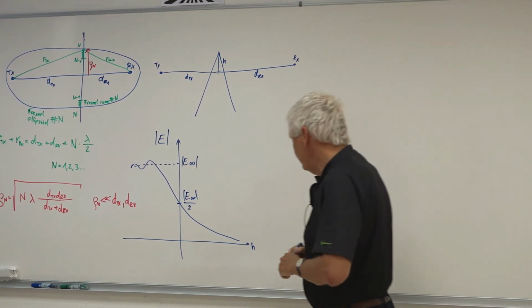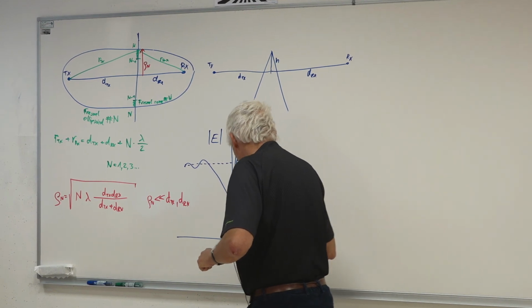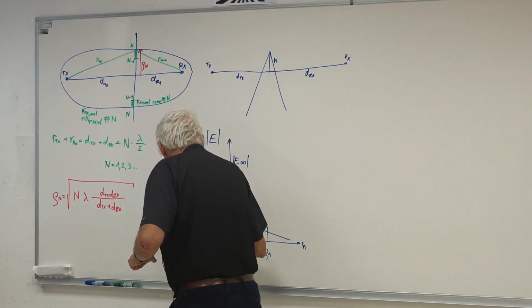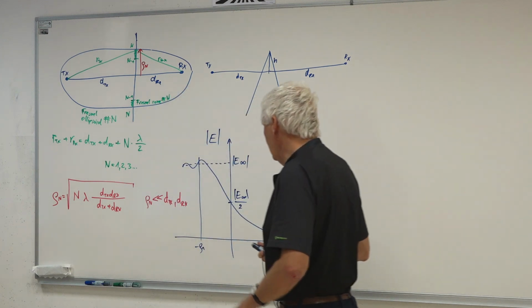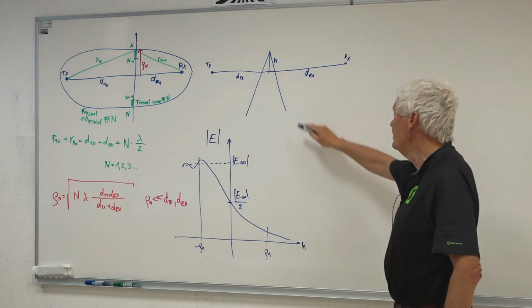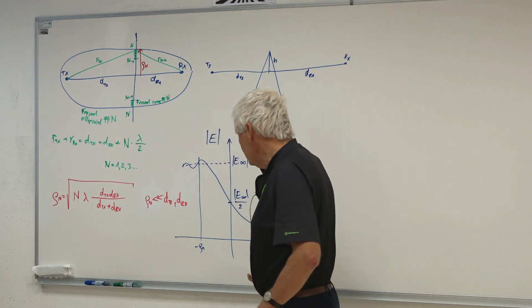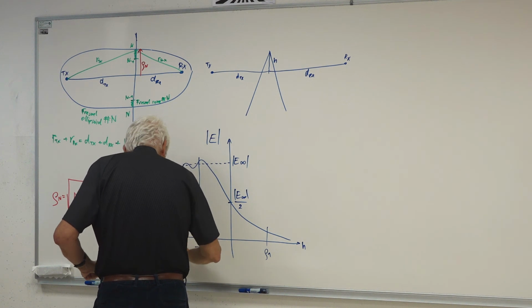So above here rho1, and if rho1 is here, minus rho1 below. Below minus rho1, if the obstacle doesn't even touch the first Fresnel ellipsoid, here we have almost undisturbed reception.